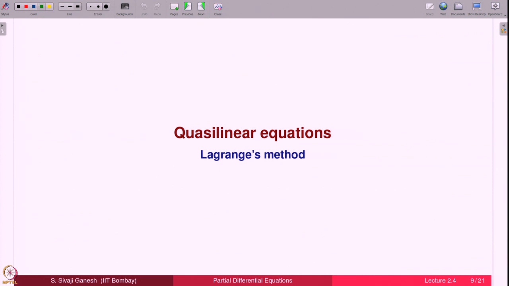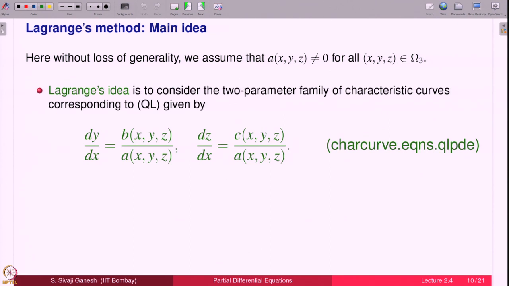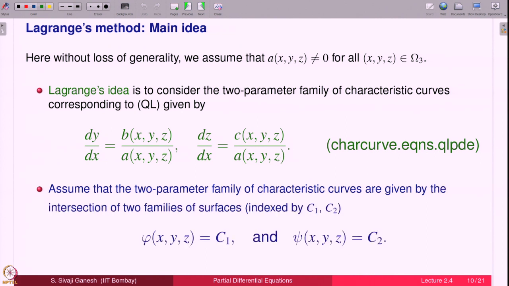So, let us now describe Lagrange's method for quasi-linear equations. So, Lagrange's method, the main idea is this. Before we present that, we will assume that A is never 0 on omega 3. Okay. So, Lagrange's idea is to consider the two parameter family of characteristic curves corresponding to quasi-linear equation given by dy by dx equal to b by a and dz by dx equal to c by a. These are the equations of the characteristic curves. Assume that the two parameter family of characteristic curves are given by intersection of two families of surfaces phi of xyz equal to c1 and psi of xyz equal to c2. This is the assumption. Okay. We will see in examples that we can get this. So, finding really the phi and psi is the most challenging part of this Lagrange's method.